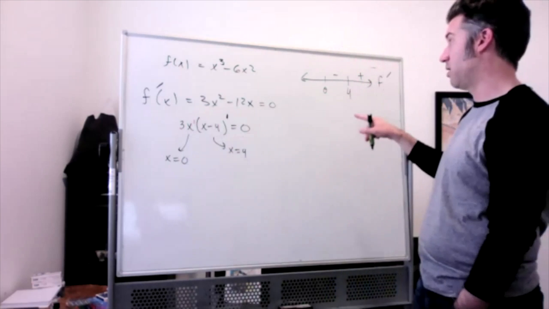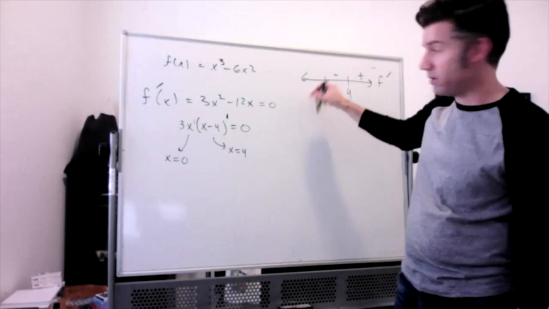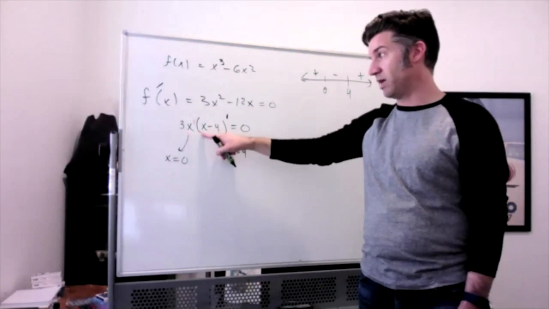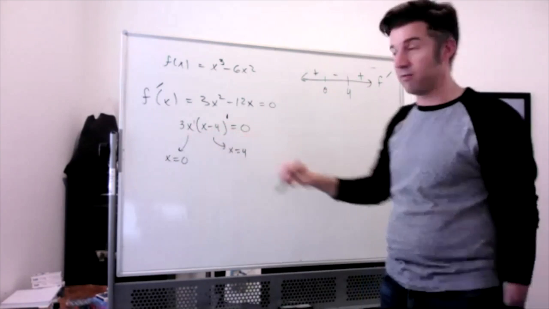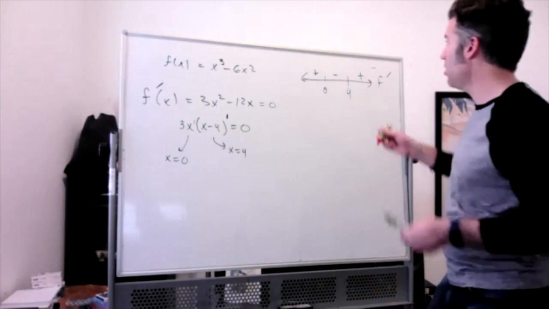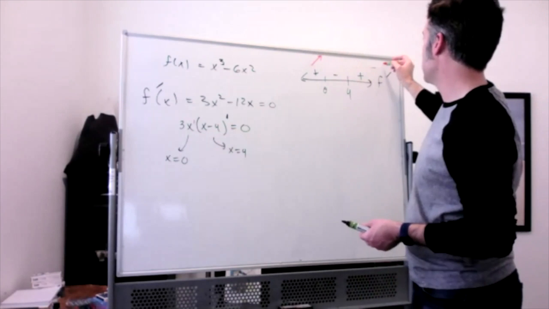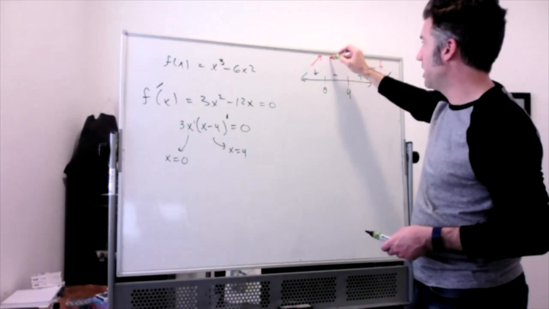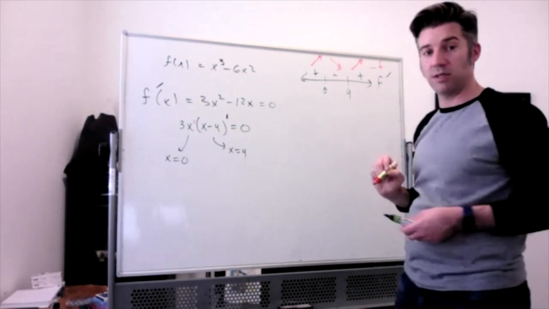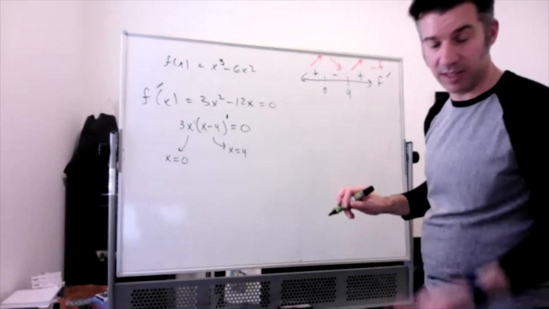So when you cross there, or when you hit the point 0, you're going to go from being negative to positive. Or you can pick negative 2, and 3 times negative 2 is negative, negative 2 minus 4 is negative, and negative times negative is positive. And then I think it's a good idea to say, oh, if the derivative is positive, the function is increasing. If the derivative is negative, the function is decreasing. If the derivative is positive, the function is increasing. I like doing that.